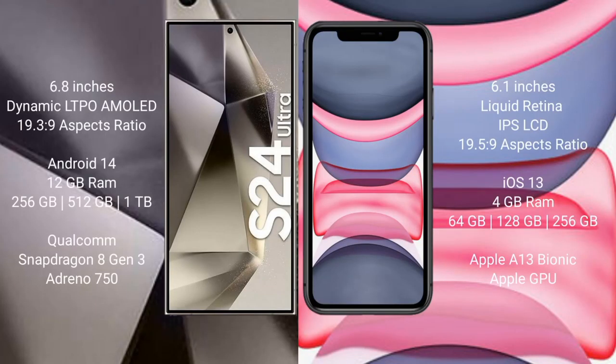S24 Ultra comes with a 6.8 inches Dynamic LTPO AMOLED display and an aspect ratio of 19.3:9. iPhone 11 comes with a 6.1 inches Liquid Retina IPS LCD and an aspect ratio of 19.5:9. Samsung Galaxy S24 Ultra runs on the Android 14 operating system. iPhone 11 runs on the iOS 13 operating system.